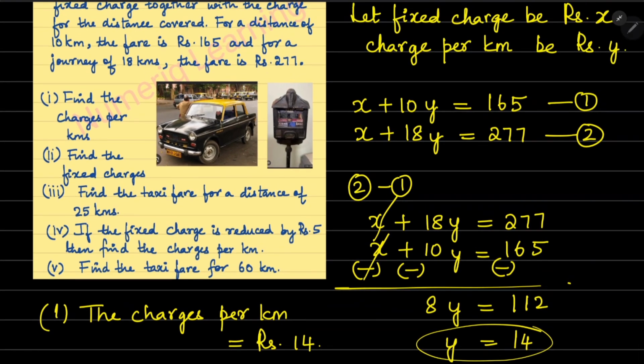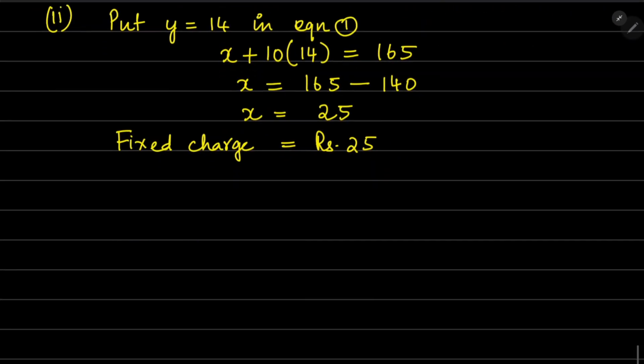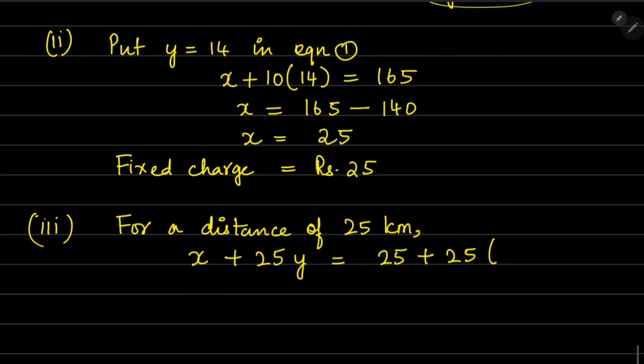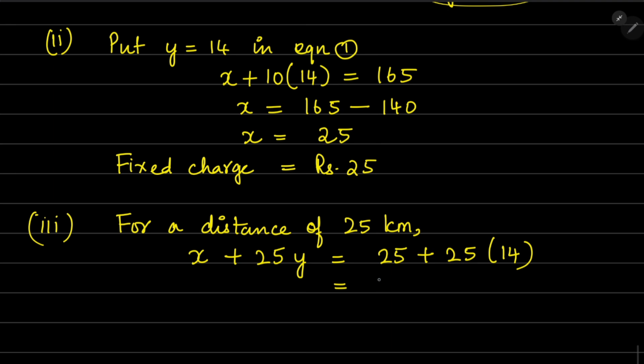Now what is the third thing? Find the taxi fare for a distance of 25 kilometers. Let's do that. For a distance of 25 kilometers, the fare will be X plus 25 times Y. Now we know X. X is nothing but rupees 25, plus 25 multiplied by what? What is the charge per kilometer? 14. Right? So 25 plus what is 25 multiplied by 14?